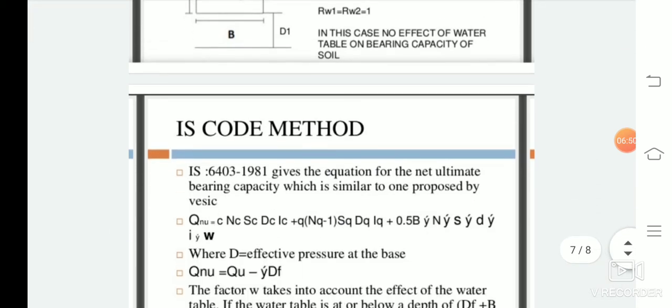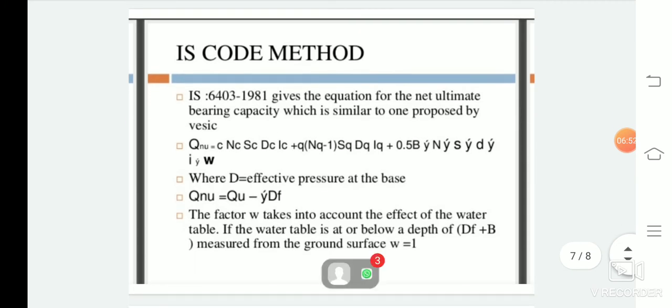So as per the IS code method, what will be the value of the bearing capacity? As per the IS code method, the value of the bearing capacity is given differently from that stated by Terzaghi. This IS code number is IS 6403:1981.